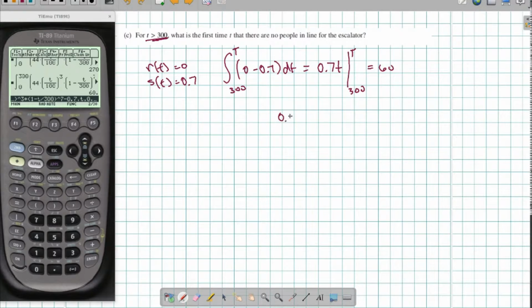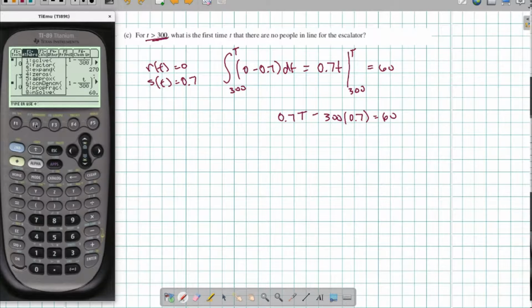So I've got 0.7 t minus 300 times 0.7, and I want to know when that's equal to 60. And of course, I don't want to factor, I want to solve. I don't trust myself to do this in my head or even on paper. I'm going to solve 0.7 t minus 300 times 0.7 equals 60, and I want to solve for t.